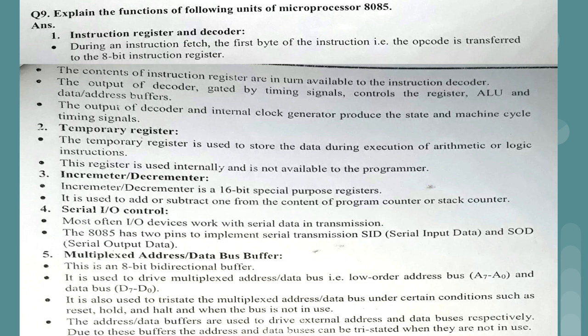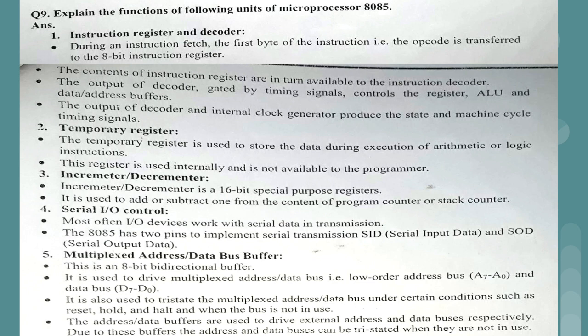Then the next component is the multiplexed address or data bus buffer. We have learned that there are 2 types of buses, address bus and data bus. In simple words, as we have already learned, we have 8 data lines and 16 address lines. But we don't have a total of 16 plus 8, that is 24 pins, allocated for the bus lines. We have only 16 pins allocated to the bus lines.